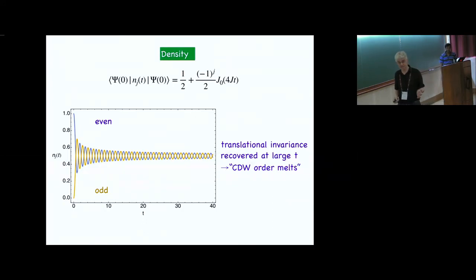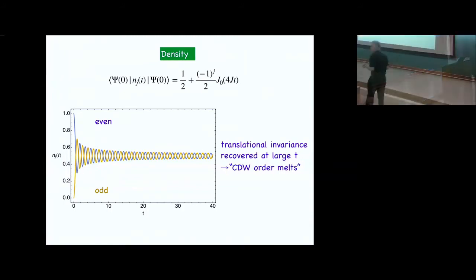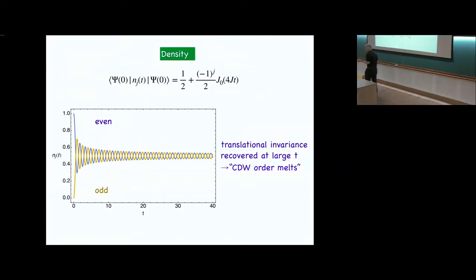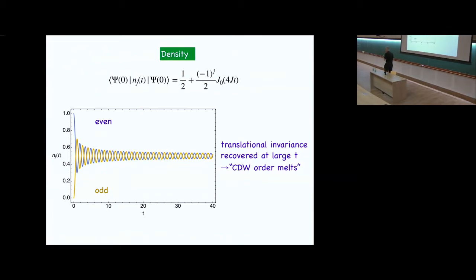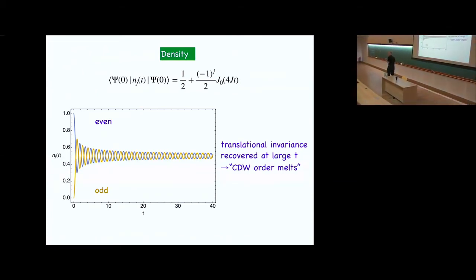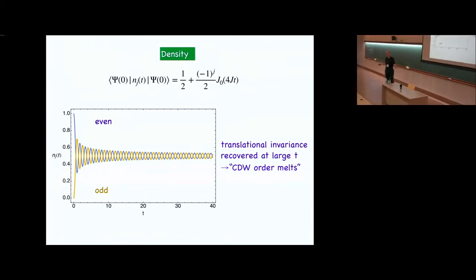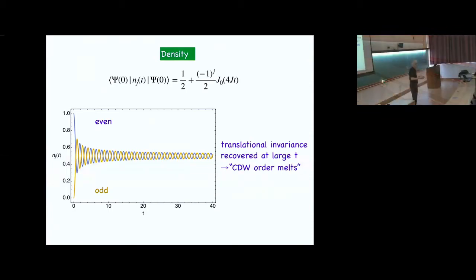So I started in a state that broke a symmetry of my Hamiltonian, because it broke translational symmetry, translational symmetry by two sites. But the Hamiltonian has full translational symmetry by one site. So you start out in an initial state which breaks the symmetry of the Hamiltonian.